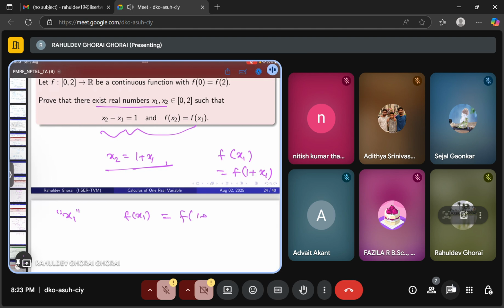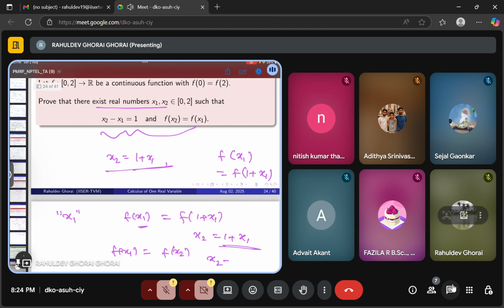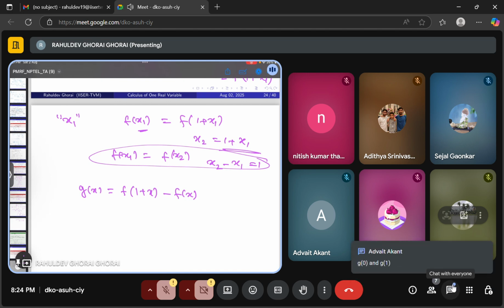Once you find x1 such that f(x1) is equal to f(1 plus x1), you redefine x2 as 1 plus x1. Then f(x1) is equal to f(x2) with x2 minus x1 equal to 1. So that is not a problem. But how do you find x1 such that f(x1) is equal to f(1 plus x1)? You take the function g(x) equal to f(1 plus x) minus f(x), like he suggested. Mostly that is what I have written here.